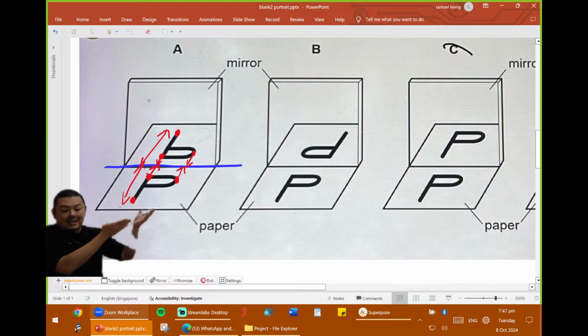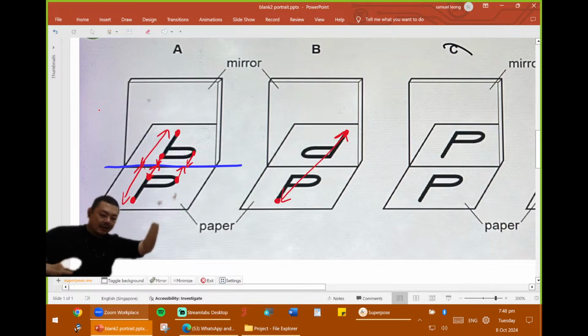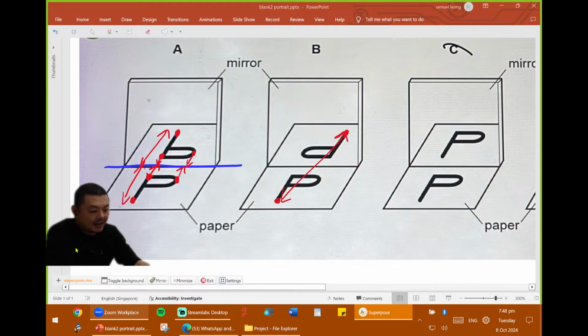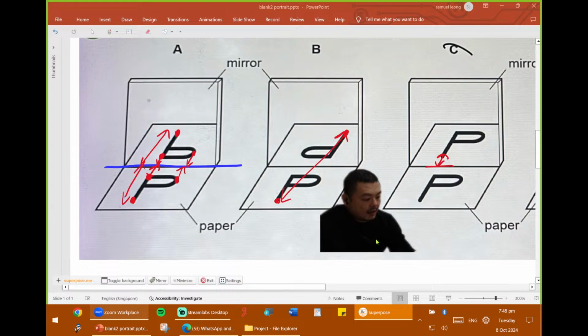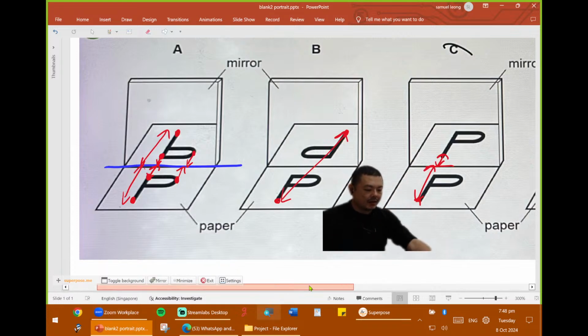So that's why A is the answer, right? If you look at B, B is wrong because you see how it goes across like that. It needs to be perpendicularly across the mirror, not at a slanted angle like that. You get it? Then for example C is wrong because you see how the base to the mirror is here, but this base to the mirror is much further away, so that's not quite right.